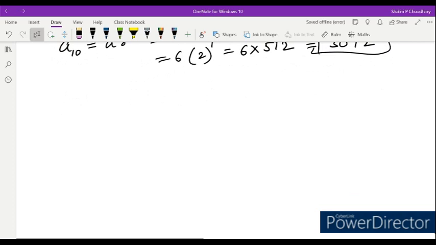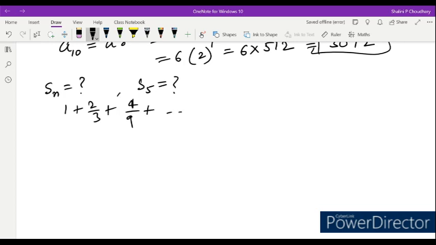Okay, one more question we'll do. You have to find out the sum of n terms, and the sum of the first 5 terms, where the series is 1 plus 2 upon 3 plus 4 upon 9 plus dot dot dot.